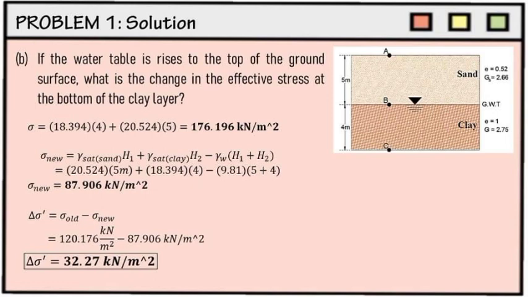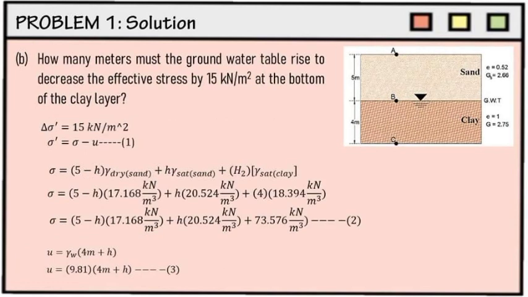For delta stress is equals to stress old minus stress new. So substitute 120.176 kilonewton per meter squared minus 87.906 kilonewton per meter squared. We can get 32.27 kilonewton per meter squared.